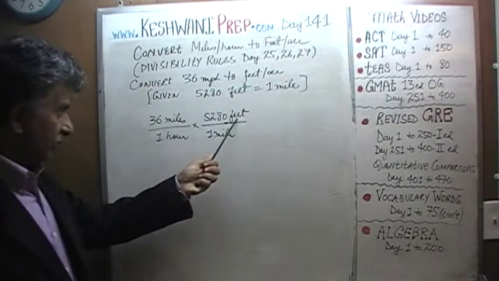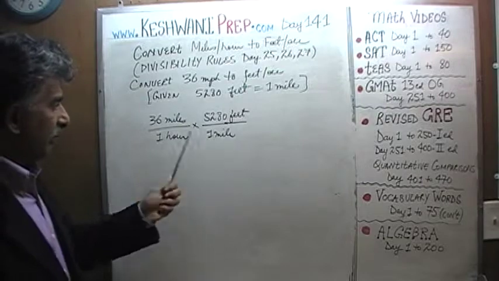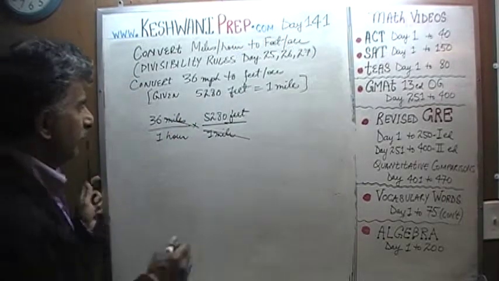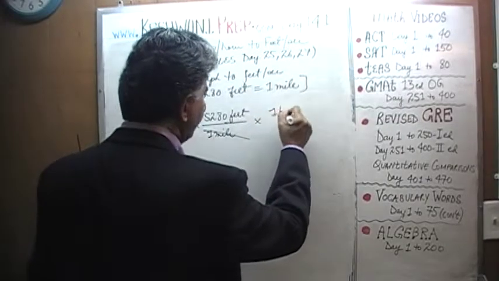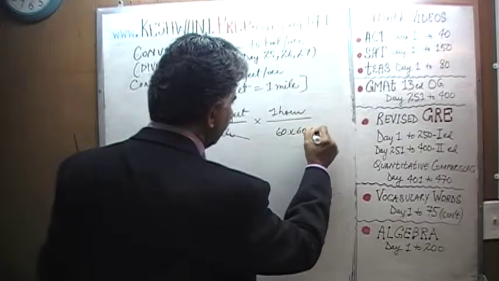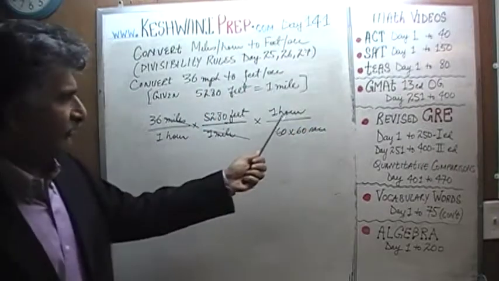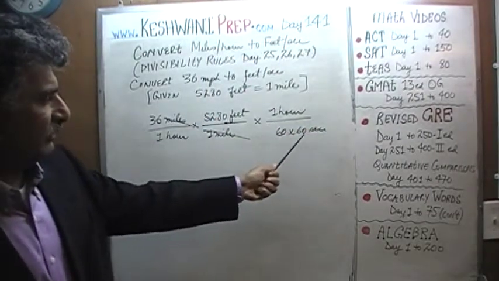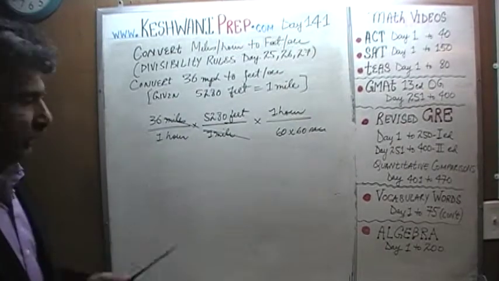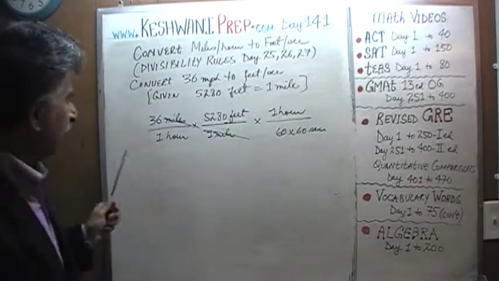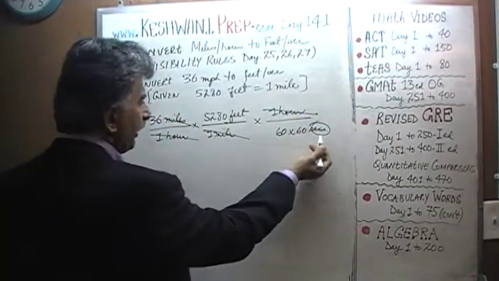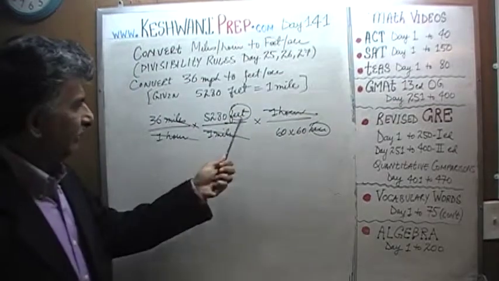Now we have miles on the top and miles on the bottom, so it cancels out. Now let's take care of the hour. We have an hour on the bottom, so let's put 1 hour on the top, and 1 hour is made up of 60 times 60 seconds. Again, that is also equal to 1. So we're not changing anything, we're just multiplying this quantity by 1. The hour cancels out with the hour, and we're left with seconds on the bottom, and we have feet per second.